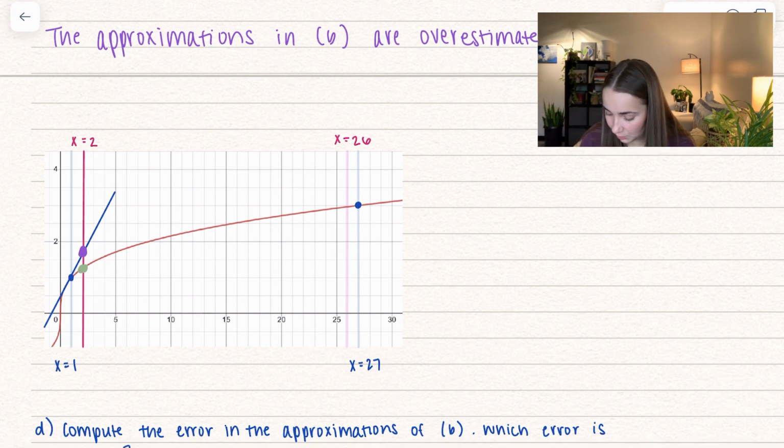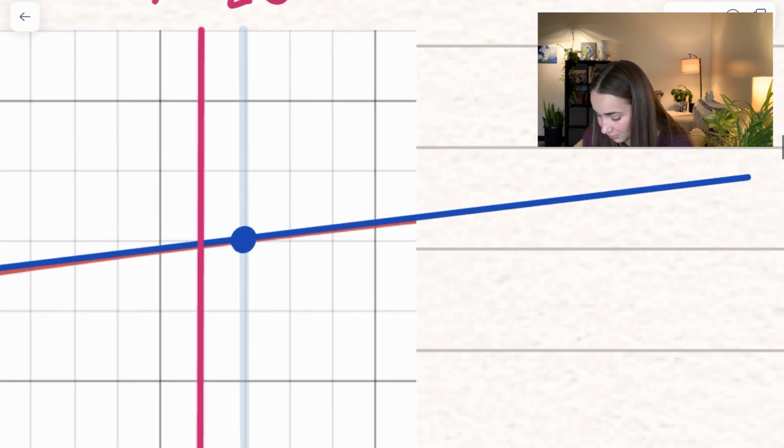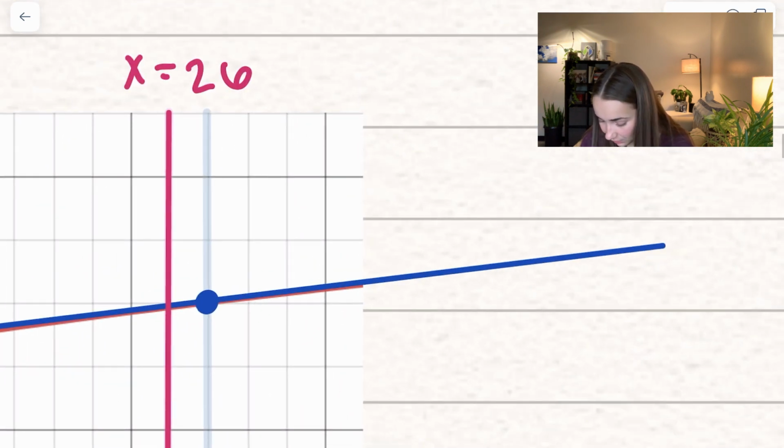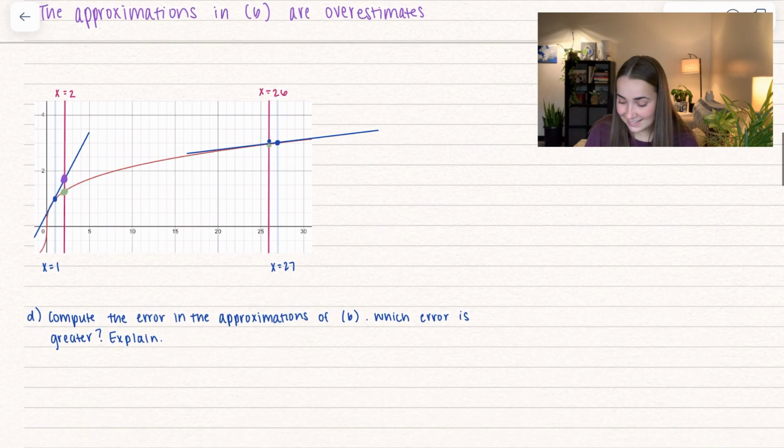Now let's go ahead and look at the value x equals 27. This tangent line, or line of linear approximation, is going to be a lot more flat. So it's going to look something like that. And let's look at the x value that we plugged in, which was 26. I mean, I can keep zooming in all I want. I can see it's going to be really close, but it's still going to be a bit of an overestimation because our actual function is going to be that tiny little bit underneath. So that leads us into part D.